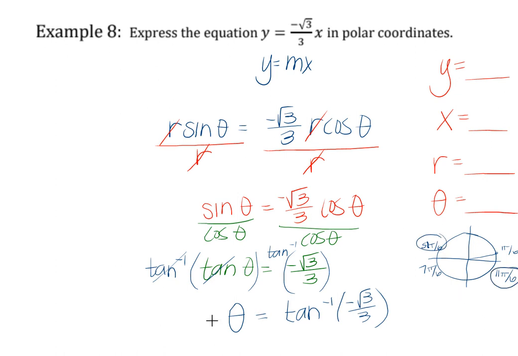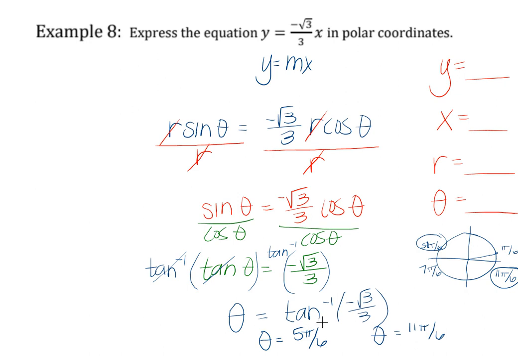So there's actually a variety of ways that you could write this. You could say that theta equals 5 pi over 6. That would be a correct answer. You could say theta equals 11 pi over 6. That would be a correct answer. Negative pi over 6 would be a correct answer. These are all the same equations.